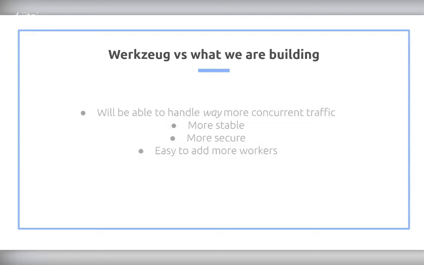What we are building, versus just running our app like this, will be able to handle way more concurrent traffic, even with the smaller instance size we have. It will be more stable: if the machine gets taken down or rebooted, it will automatically heal itself or restart itself. It will be more secure because we're going to use SSL, and easy to scale up.